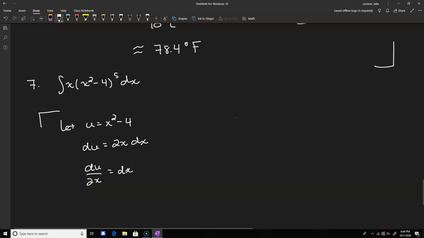And then we can transform our integral. Our integral will become the integral of x, and then we're going to replace the x squared minus 4 by u, so that will become u to the 5th. And then dx can be replaced by du over 2x. So the x's will cancel, and we're just going to be left with the integral of u to the 5th du, which is the polynomial rule, so u to the 6th over 6 plus a constant.